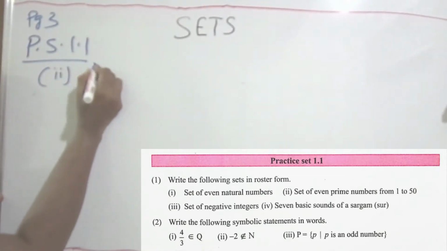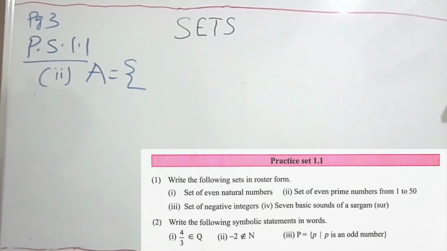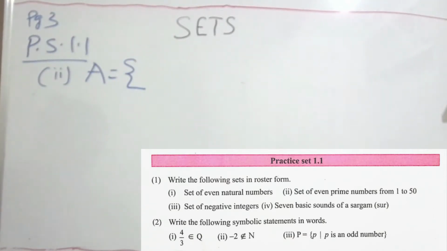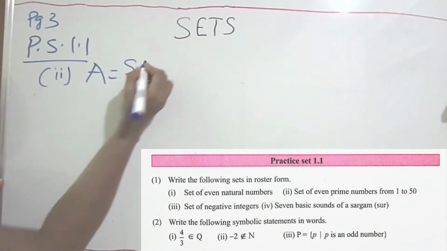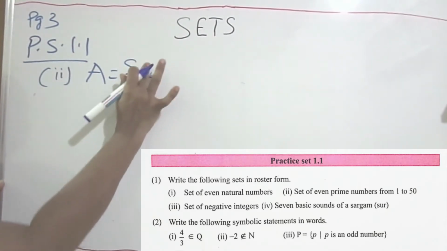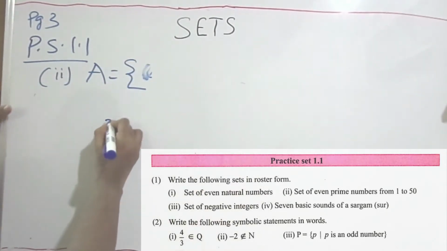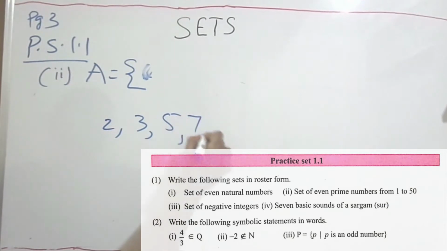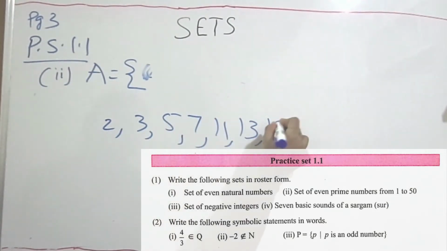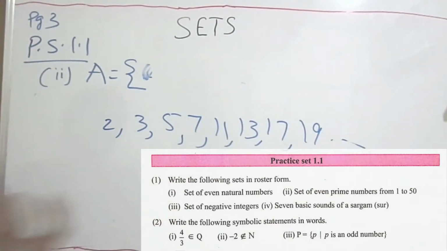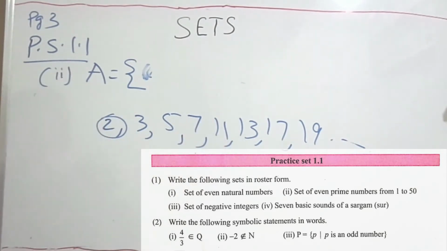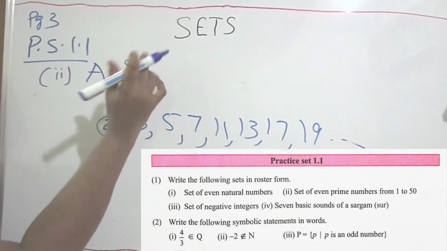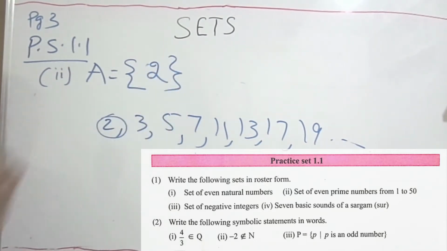Let's give a name to the set. A is equal to the set of even prime numbers from 1 to 50. What are prime numbers? Let us write the prime numbers separately first: 2, 3, 5, 7, 11, 13, 17, 19 and so on. Now from this, which is the even prime number? There is only one. Remaining all numbers are odd. So that means A is equal to {2}.